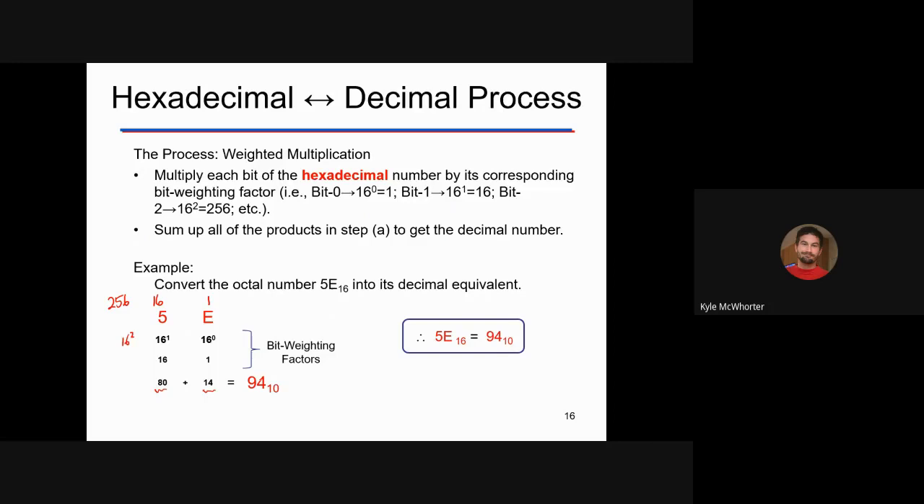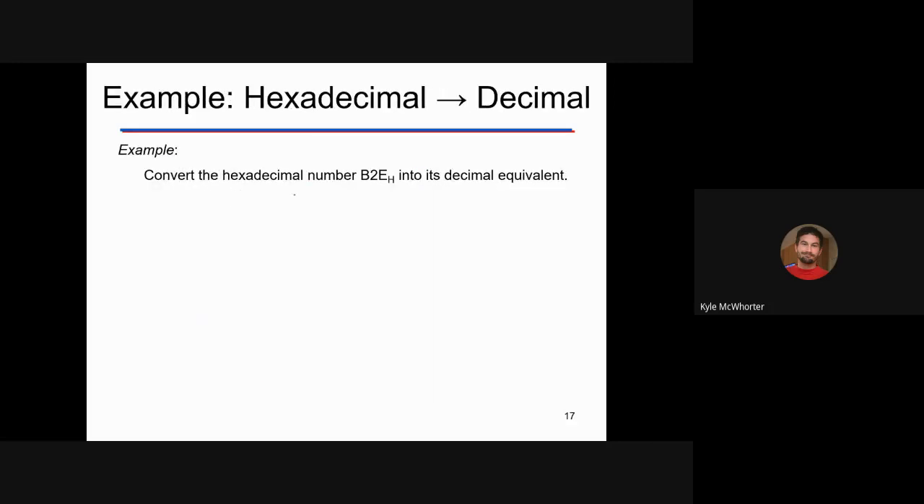So let's take a look at an example where we do this. Let's take B2E in hex. And then let's see, B is 11. So let's think about this. What place are they? This is in the ones place. This is in the 16s place. And this is in the 256 place.